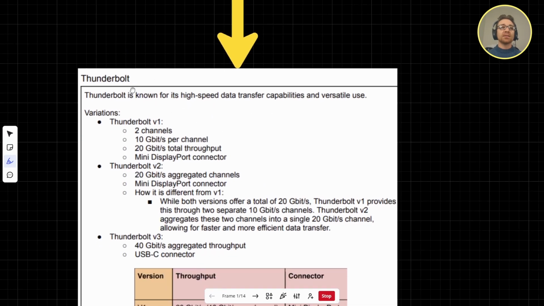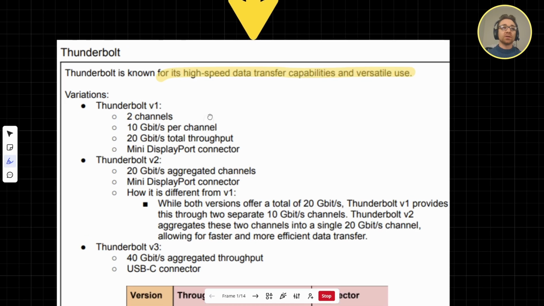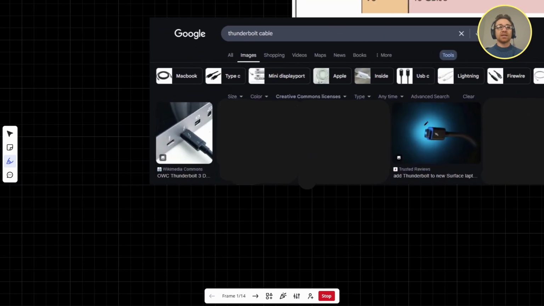The next one is Thunderbolt. Now, Thunderbolt is known for its high-speed data transfer capabilities and versatile use. There's 3 that you need to know about, guys. Really in the details here, but you do need to know all of this. Actually, I'll tell you about the physical connections first.